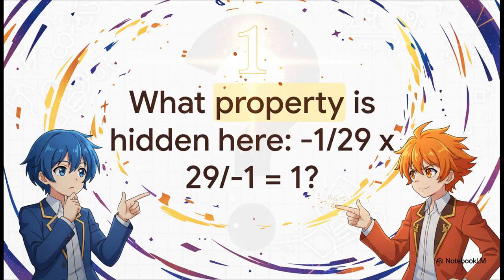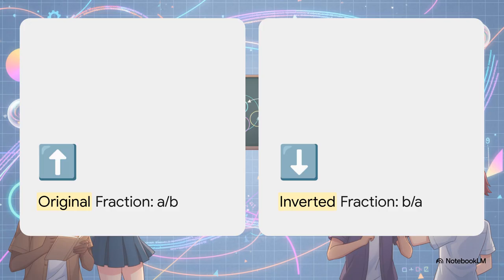They completely switch their numerator and denominator positions, and magically, this whole chaotic mess just collapses into the number 1. Let's pull out our toolkit and abstract this. We start with an original fraction. Let's call it a over b. We multiply it by its exact opposite, or its inverted fraction, which is b over a.